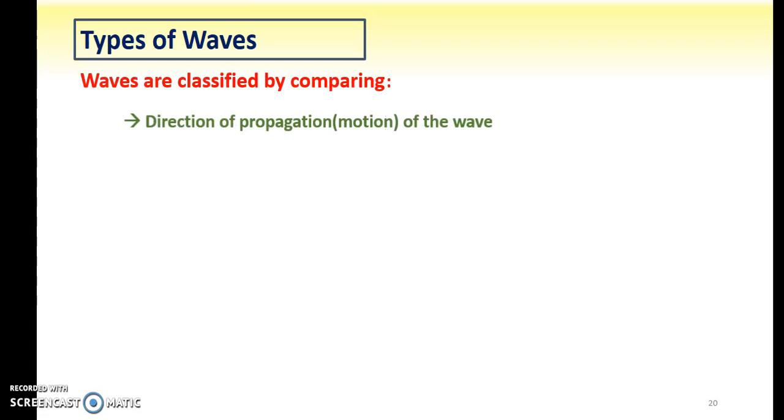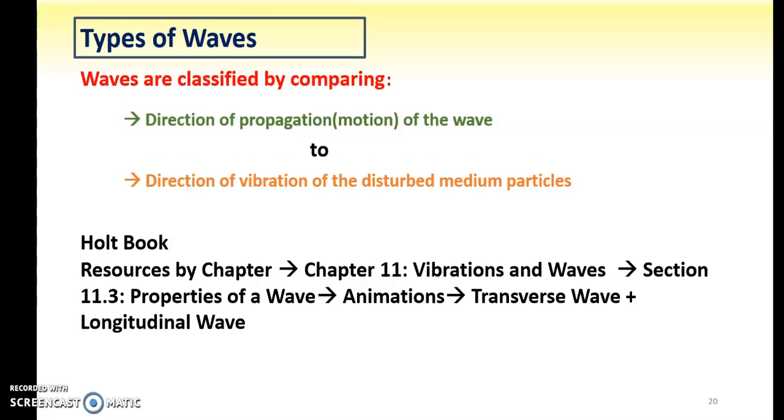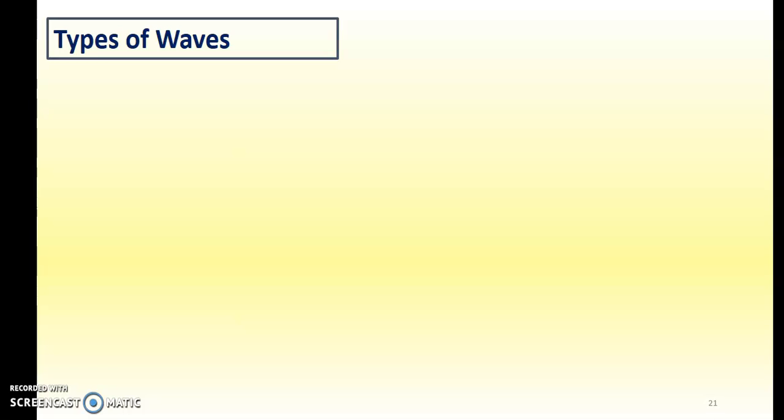So waves are classified by comparing the direction of propagation of the wave to the direction of vibration of the disturbed medium particles. You can check the whole book for the figures, and if you have a soft copy of it, you can check the animation. Types of waves. Starting with the first one according to the mentioned criterion.